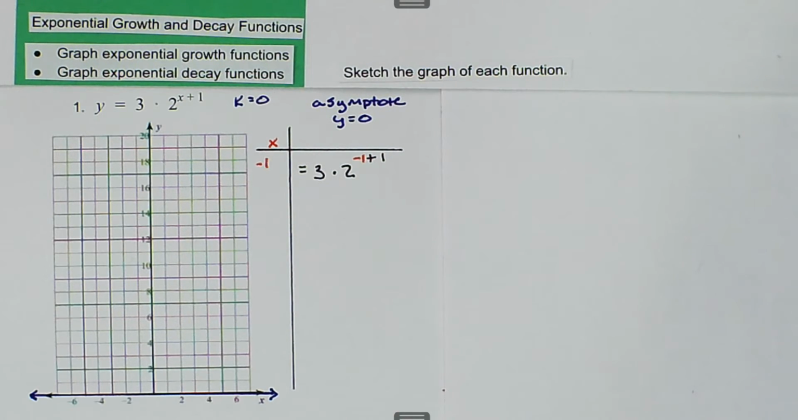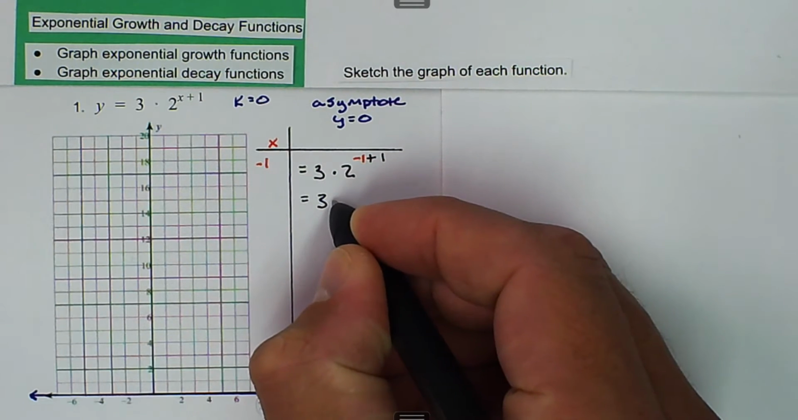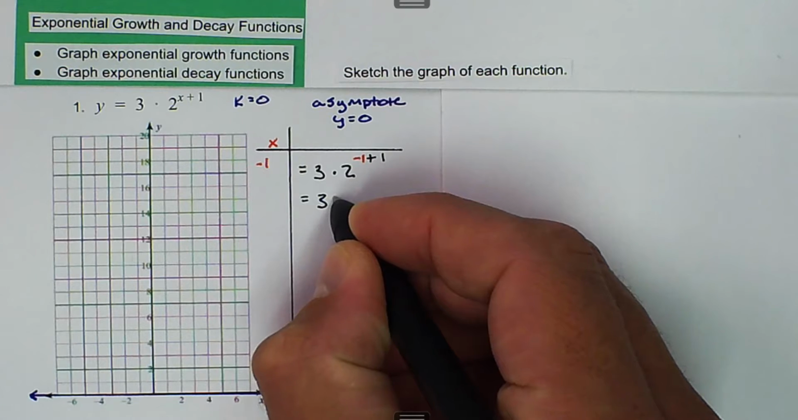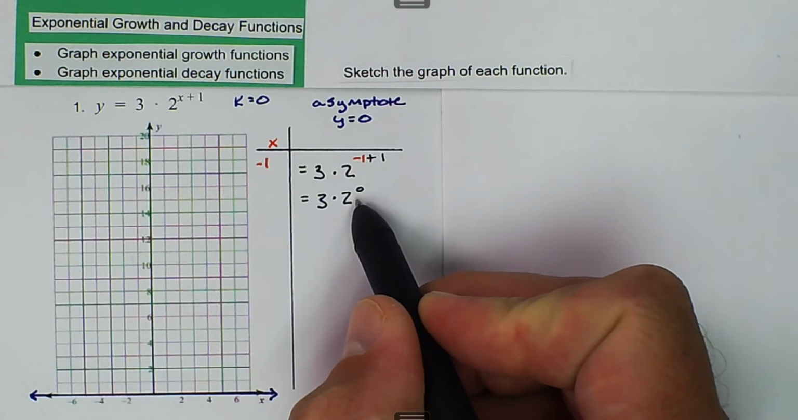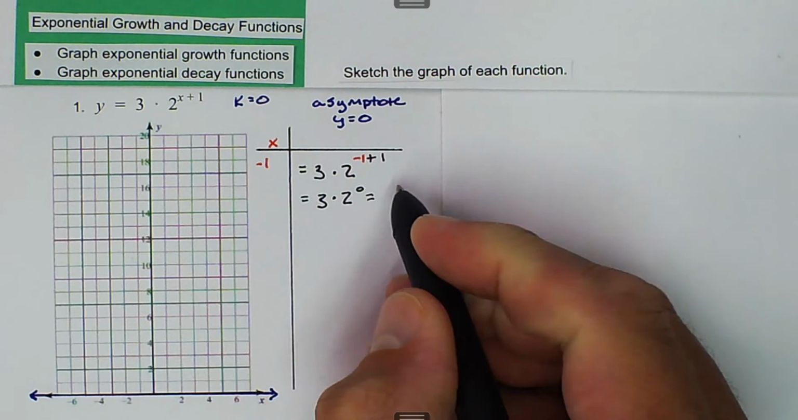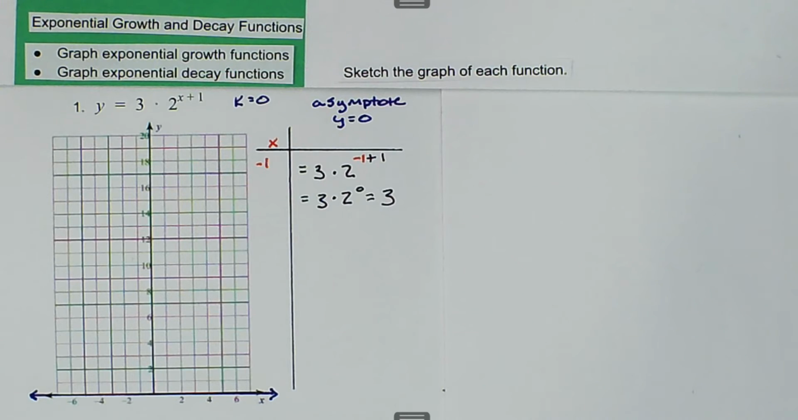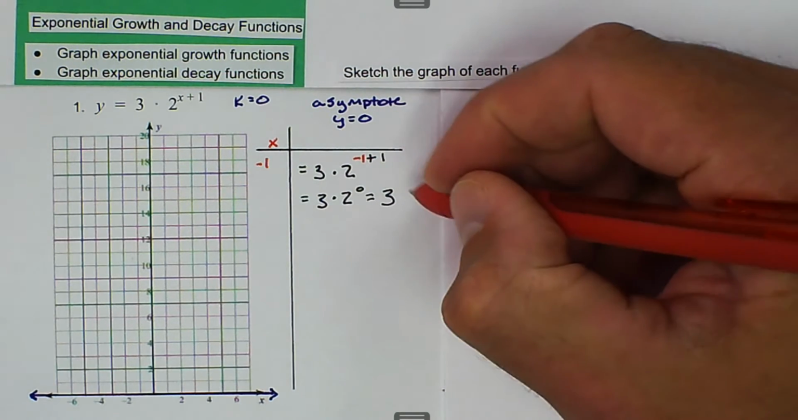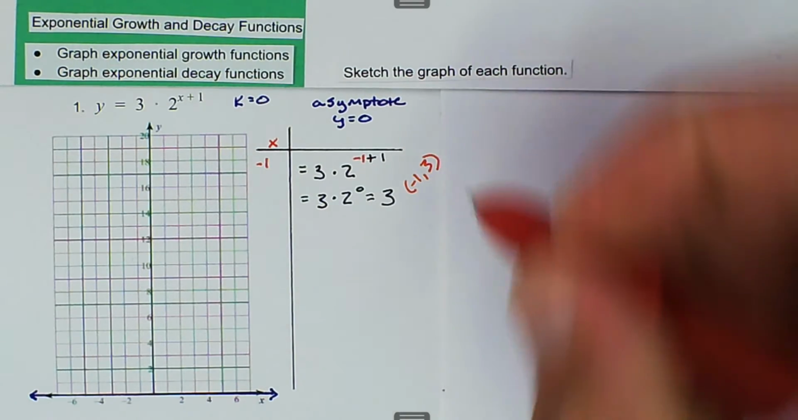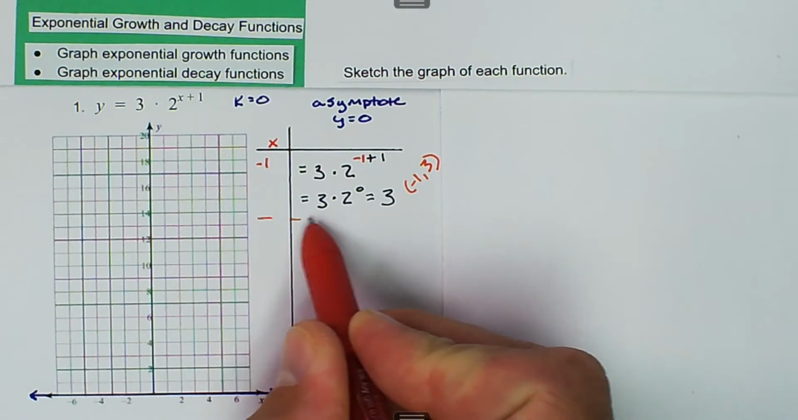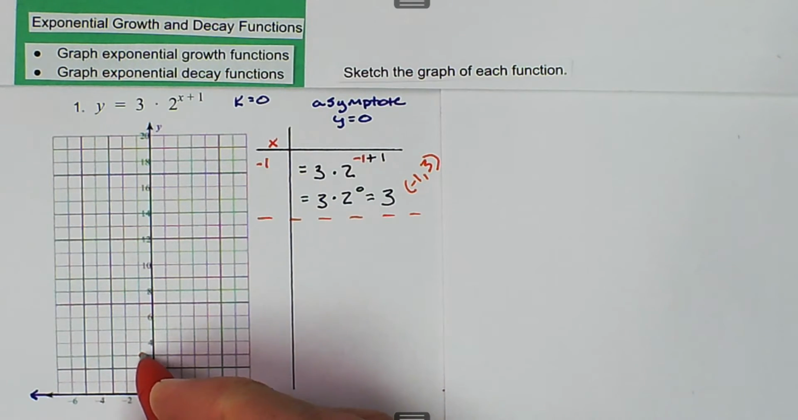So -1 plus 1 becomes 0, so we have 3 times 2 to the 0. And then 2 to the 0 we know is 1. So this just becomes 3. So we get the ordered pair -1, 3. So that's one point that we can pick: -1, 3.